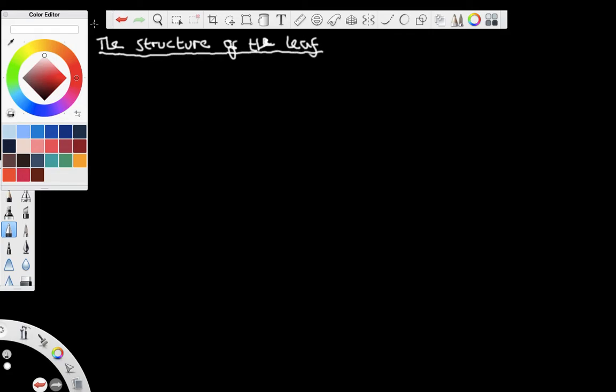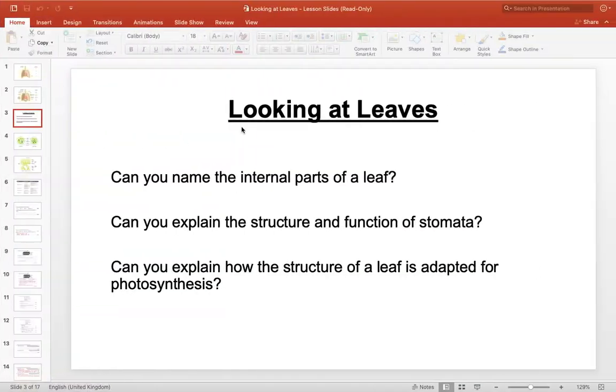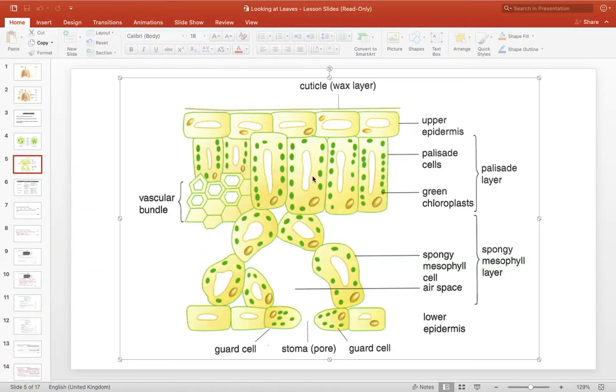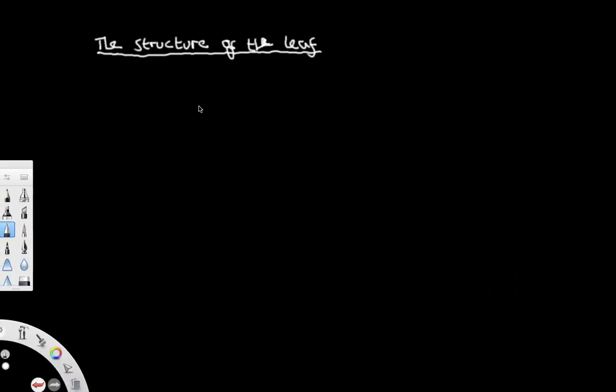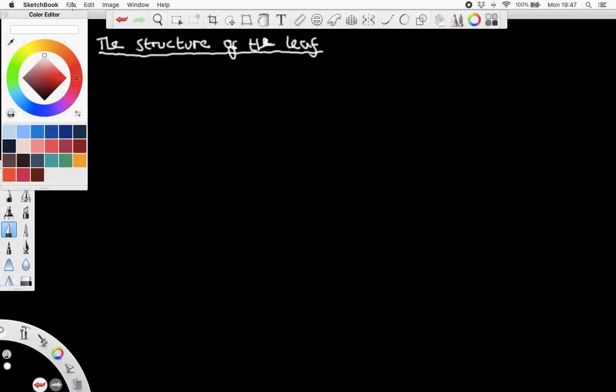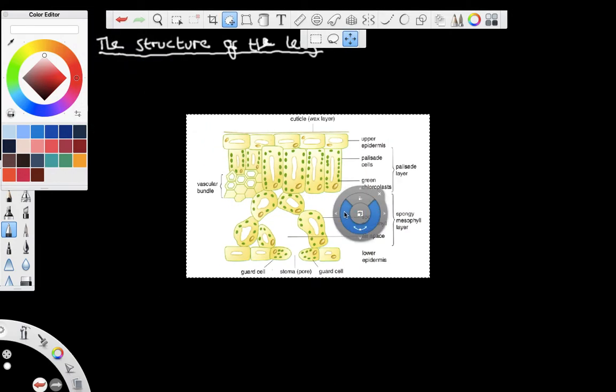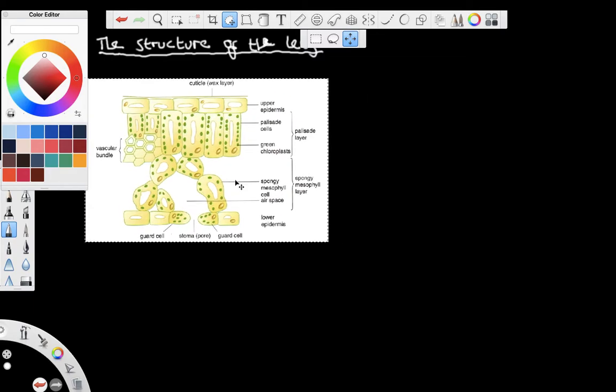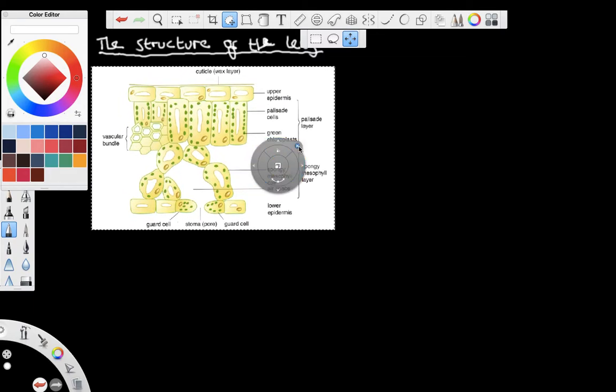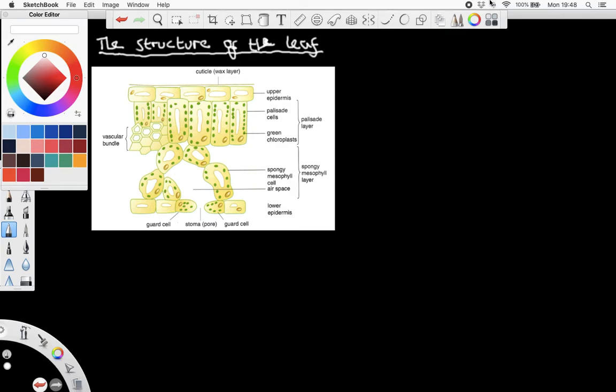And to help us with this one, we're going to take a diagram from the PowerPoint that looks like this. Probably make it a bit smaller because I need room. If you do want to see it bigger, you can have a look at the PowerPoint where this image is from. So there's 4 main layers to a leaf, okay?